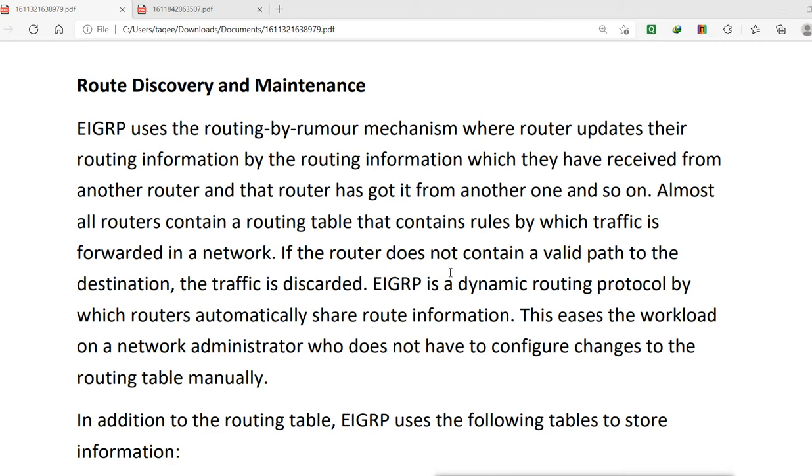So if the router does not contain a valid path to the destination, the traffic is discarded. Very simple. If the routing table does not have any information about the network, then the traffic which is coming for that network will be dropped. It will not be forwarded.